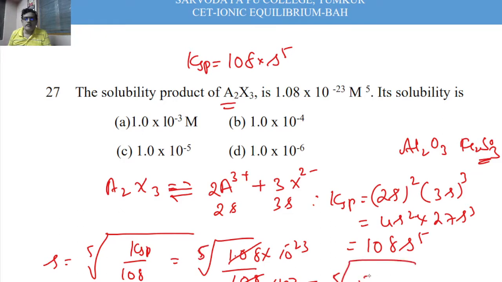Fifth root of 10 to the power of minus 25. So that will be 10 to the power of minus 5. So the solubility value is 10 to the power of minus 5. So that is C. Only the answer, that is C.